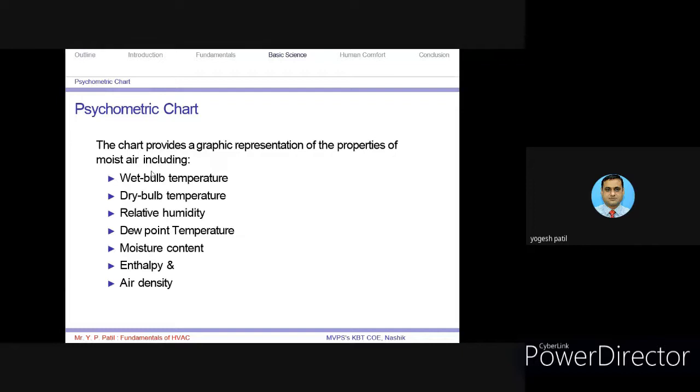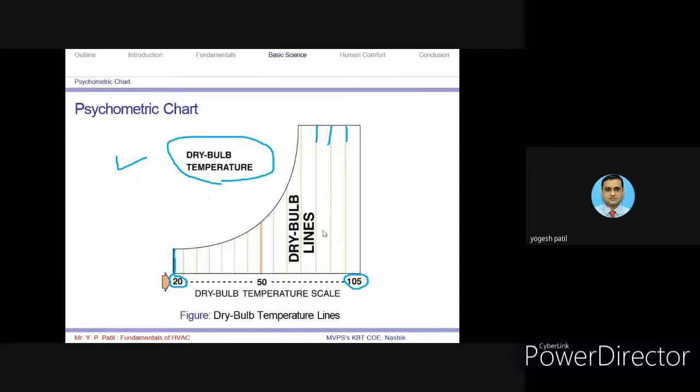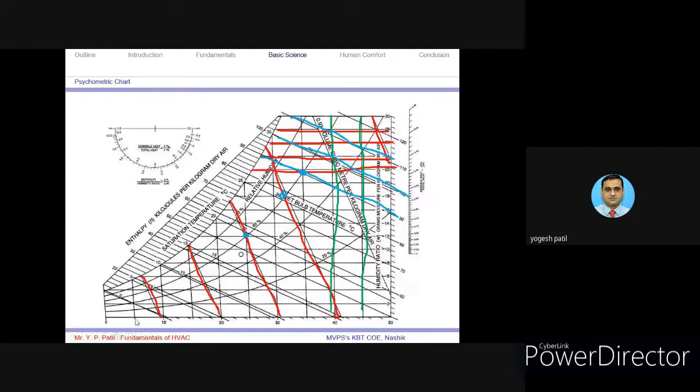The purpose of this psychrometric chart is very important in understanding different aspects of air. Now, what are the vertical lines? What do you mean by vertical lines? Dry bulb temperatures. What do these vertical lines indicate?